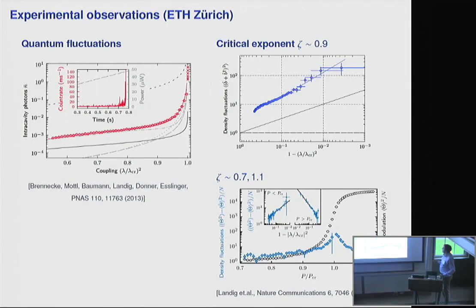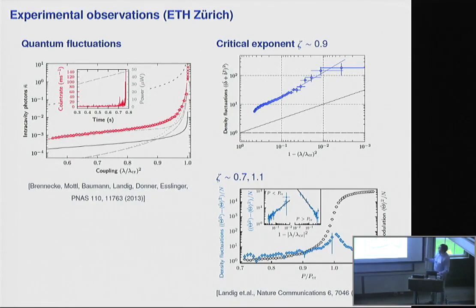First of all, here is shown the divergence of the intracavity photon number close to the critical point, on a log-log scale over two orders of magnitude. There's a fit which gives 0.9. In the more recent paper, there are two different exponents for the left side and the right side, but they scatter around one.